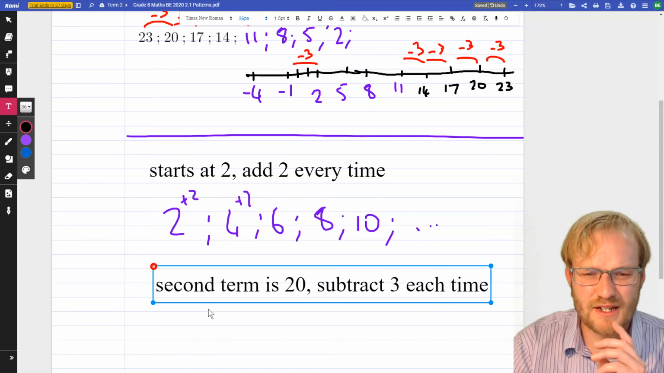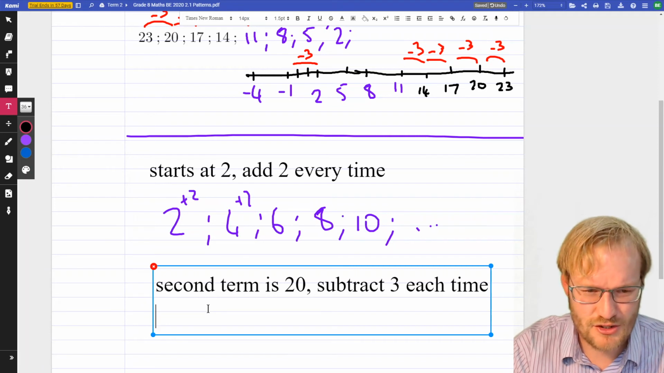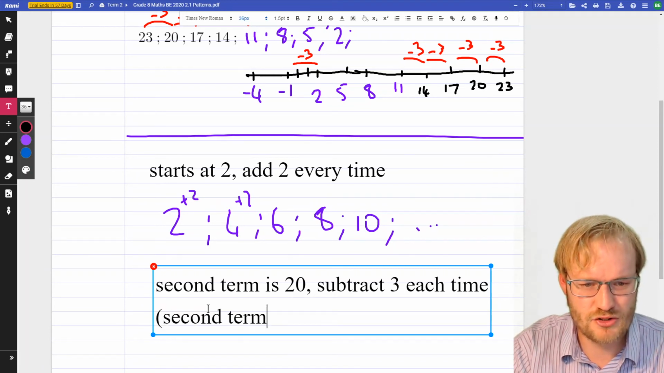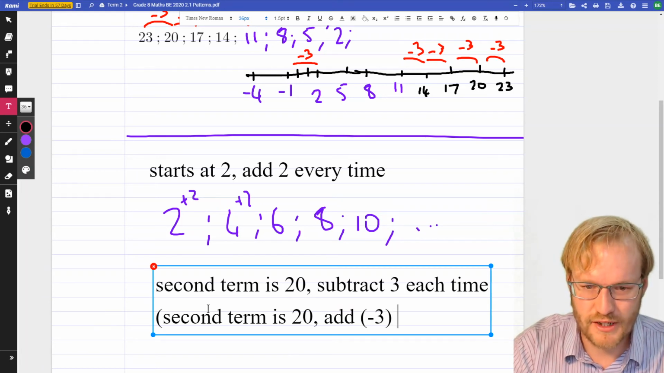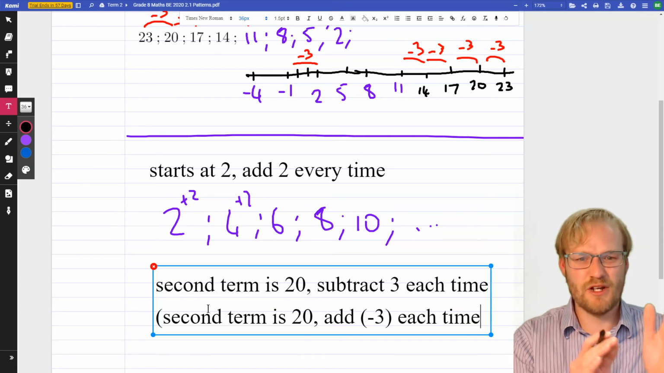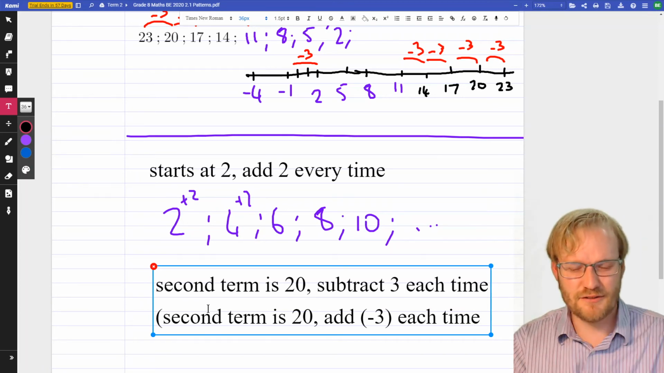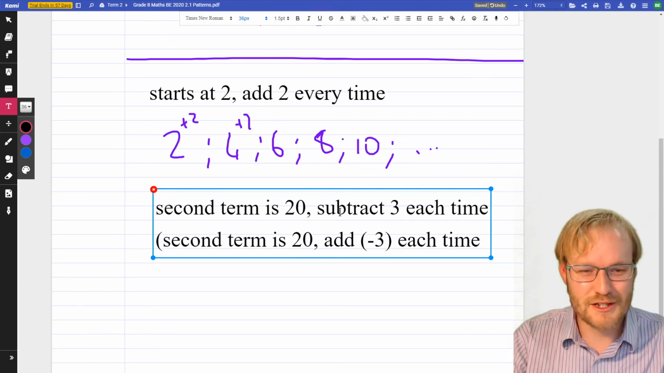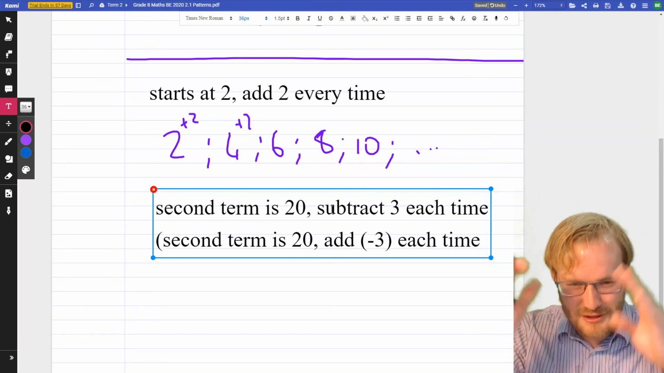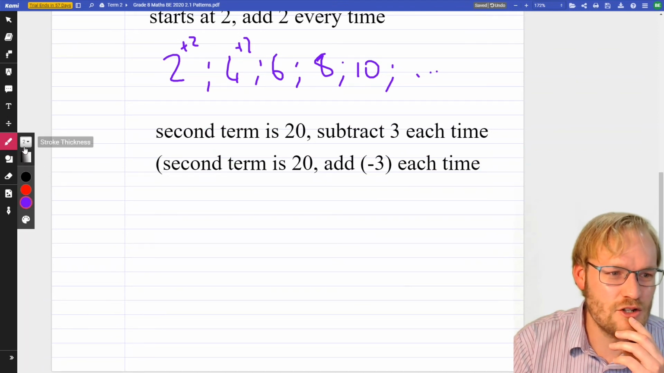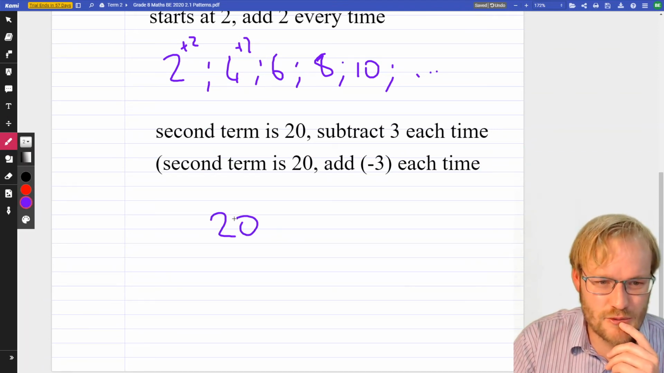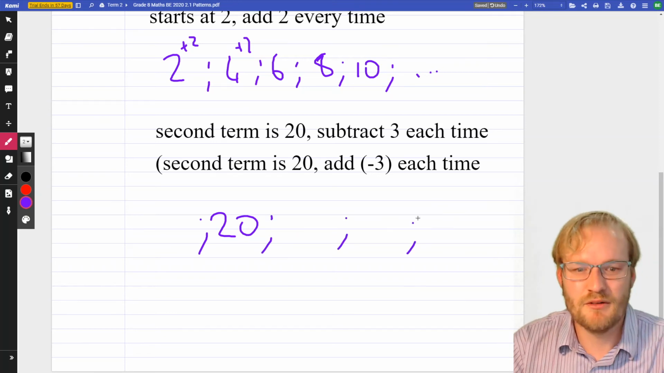And another way of saying subtract 3 each time is this could have been said, well, the second term is 20, but we're going to add negative 3 each time. Because if we're subtracting 3, it's the same as adding negative 3. And if you've got the balloons and weights in your head, still well done. But if you don't, as long as we know we're doing it. So you're given this description. The second term is 20 this time. So the second term is 20, and there's 1 this side, and we're going to write the next few terms after that.